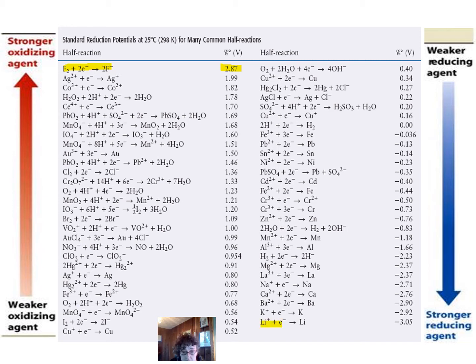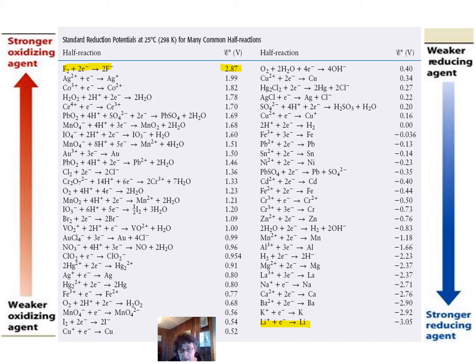On this hand, we have lithium that has a very large negative value. This means that it has no tendency to attract the electrons at all. If I would flip the reaction, if I would write lithium arrow lithium plus 1 electron, that would be the oxidation of lithium. That would have the same value but with a positive sign. So for lithium there is a very, very strong tendency to get oxidized, to lose electrons. So lithium is a very strong reducing agent.